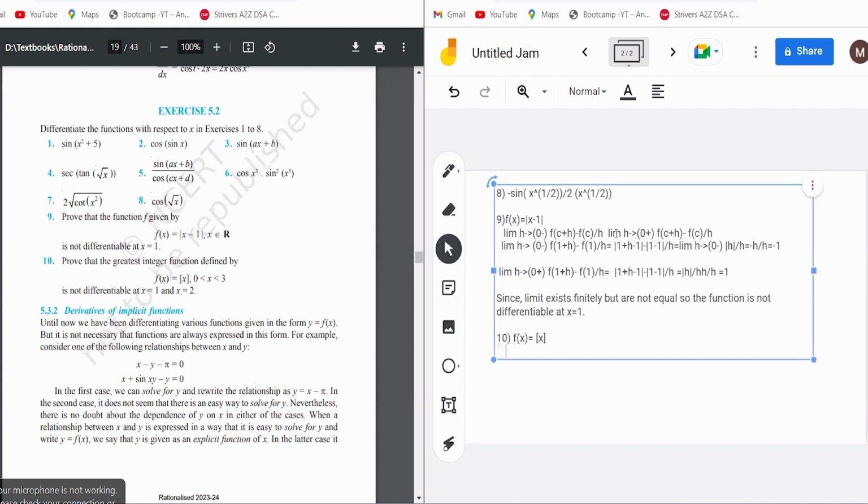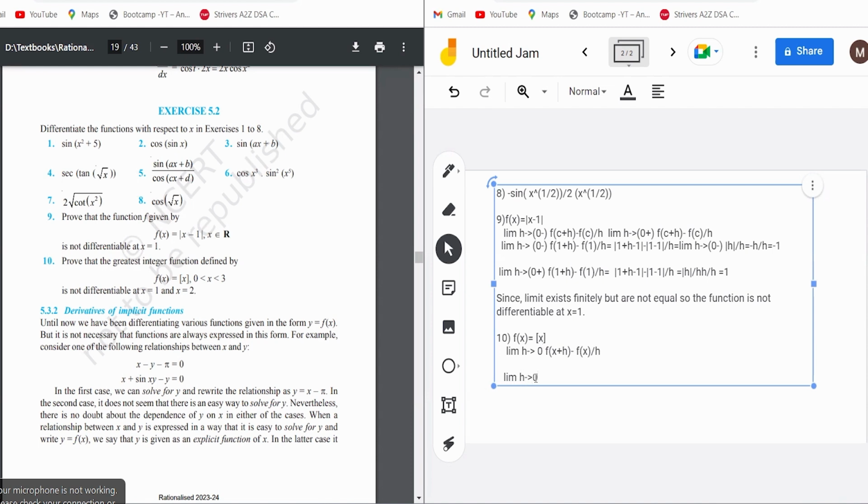First, let's write the definition of differentiability: limit of h tending to 0, f of x plus h minus f of x, divided by h. This is the function, and this is the definition of differentiability. Now what we have to do is just put x equal to 1 and x equal to 2. So let's do it. Limit of h tending to 0. Sorry, not x tending to, h tending to 0. It is the same thing, but I am doing it like this.